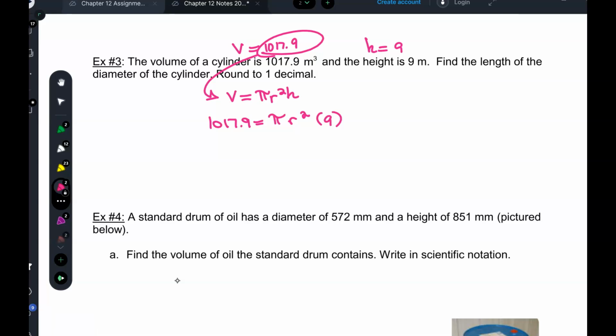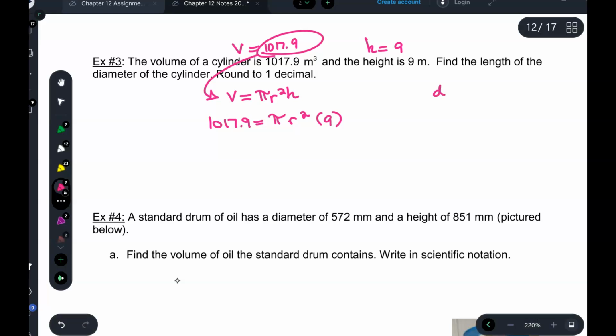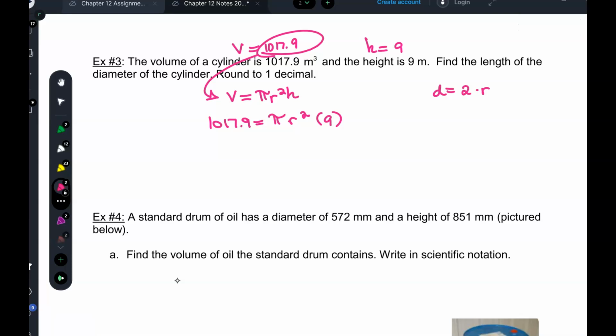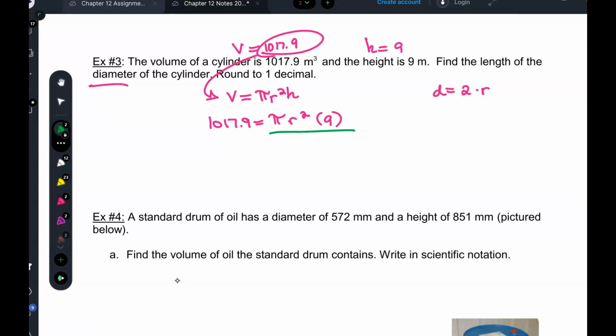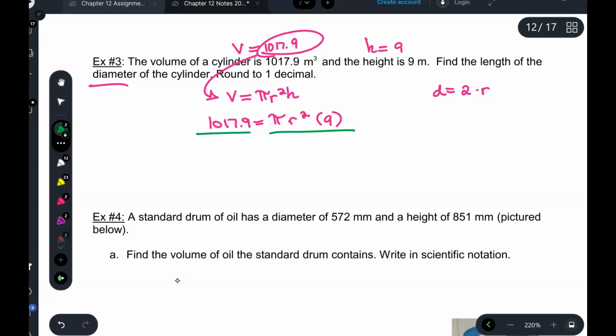So do we divide it? Yeah, so what are we trying to isolate? We can't solve for d right away. We have to find what r is, and then what do we know about diameter? It's double r. It's 2 times r. So how do we want to start? Divide by 9 or minus 9? Divided by 9. That's what I would actually recommend, because we want to cancel both the 9 and the pi.